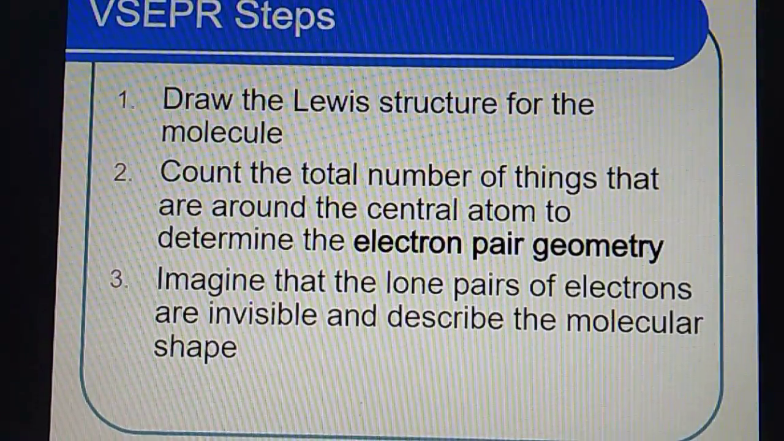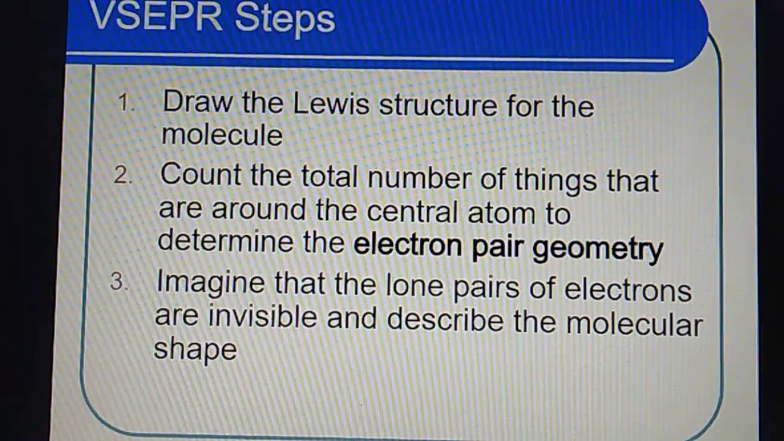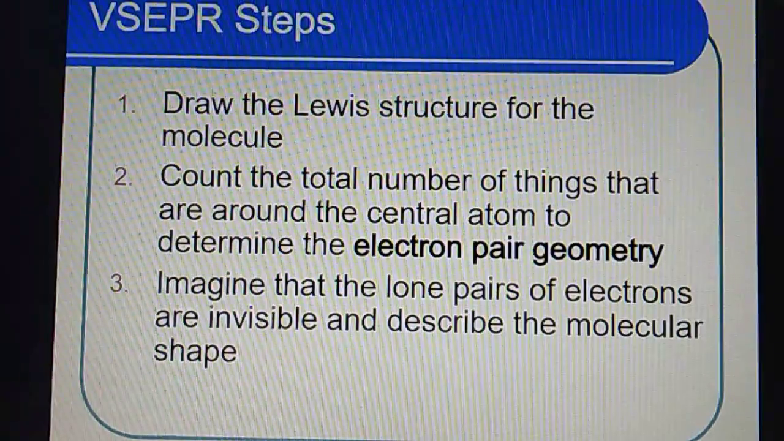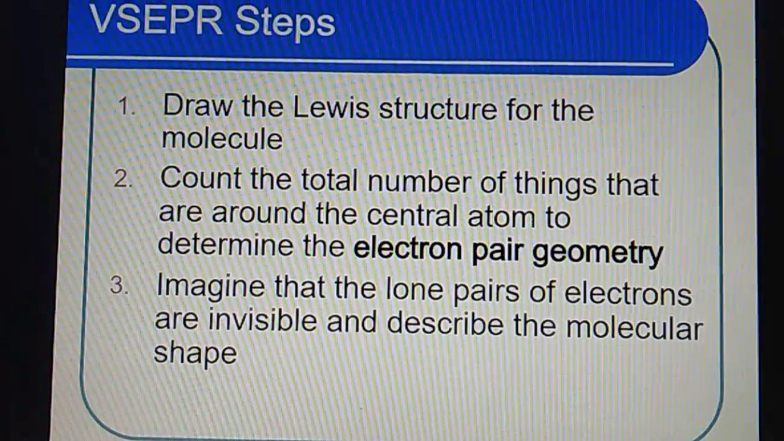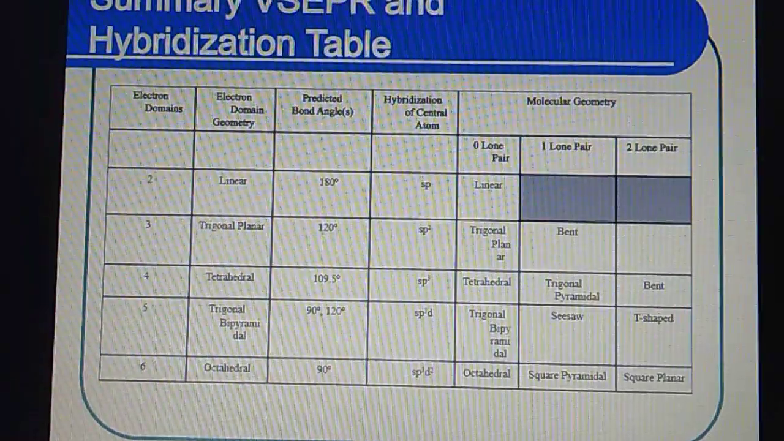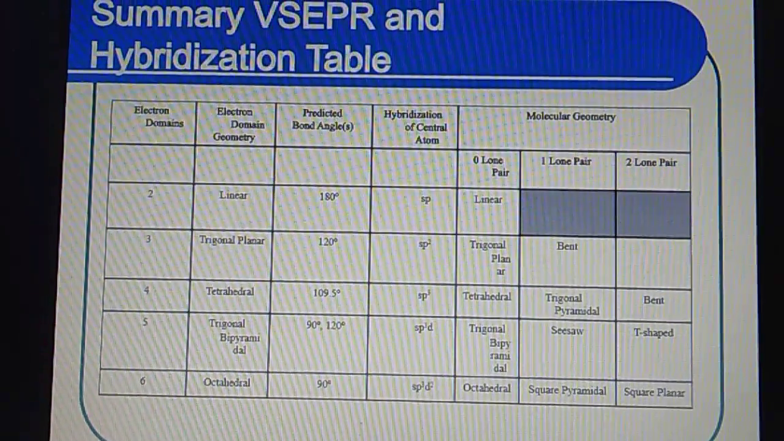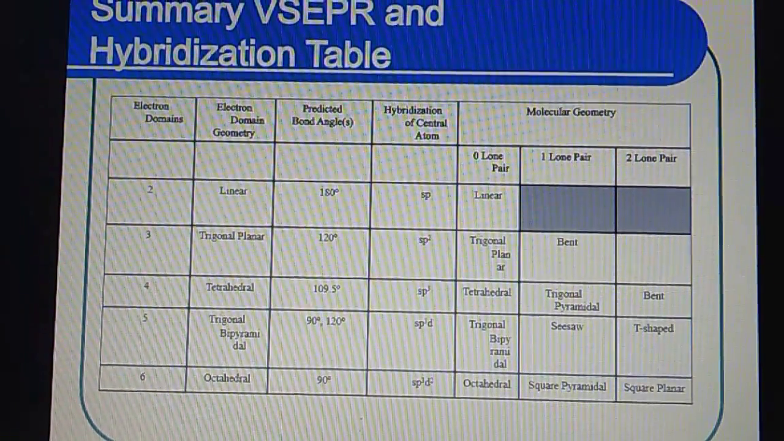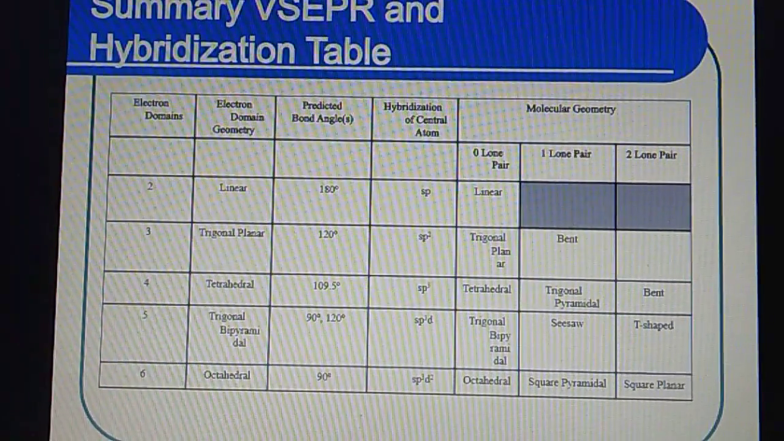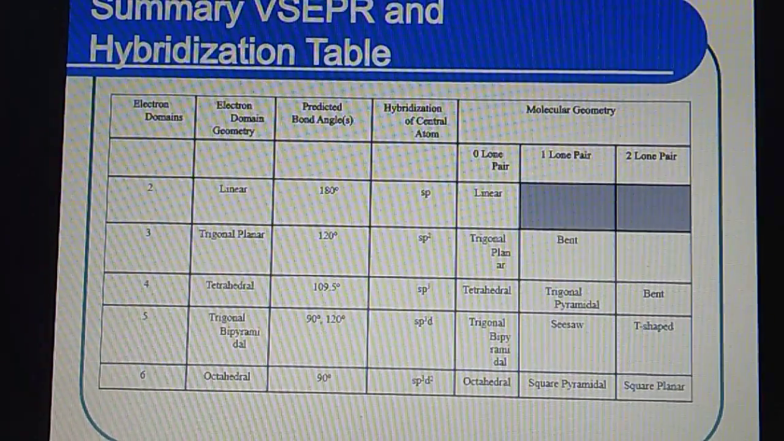Now let us understand the next slide, student. First of all, the steps you will follow. First, draw the Lewis structure for the molecule, count the total number of electrons, and then, after counting the lone pair and bond pair electrons, see how many lone pairs or bond pairs there are, and then determine what the structure would be.